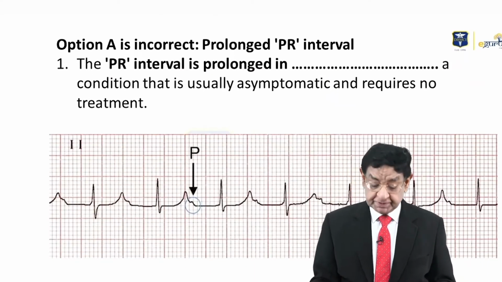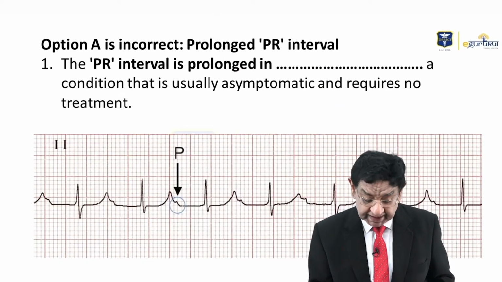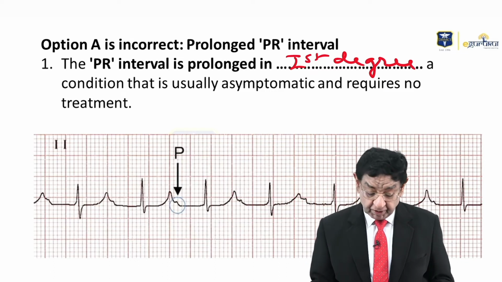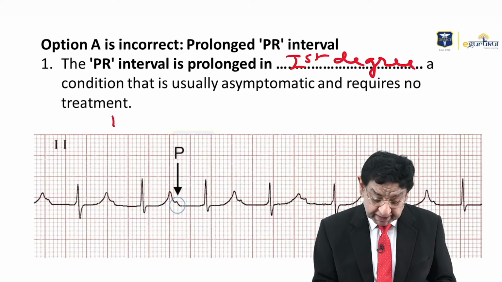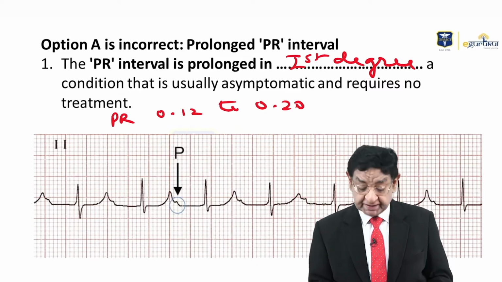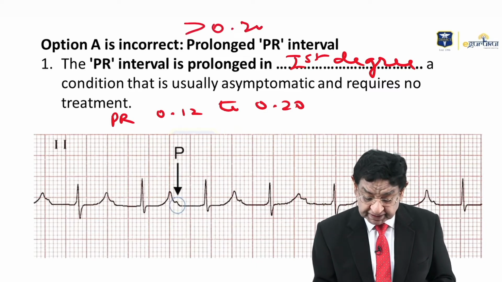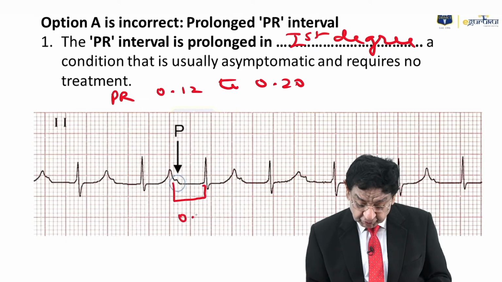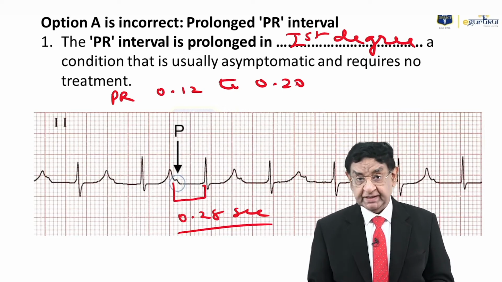Well, the other option, prolonged PR interval, indicates first degree heart block. We know very well the normal PR interval is 0.12 to 0.20 second, and a prolonged PR interval that is more than 0.20 second is first degree heart block. Like in this case, look at this P wave, and you are getting a PR interval of around 0.28 second. This is first degree heart block. This is not seen in cardiac tamponade.